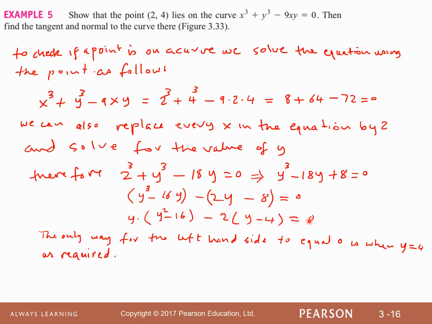The only way that we get a 0 from the subtraction of these two is that this must be equal to 0 to kill the 2. So y equal to 4, minus 4 equals 0, it kills the 2. And then y squared, y is equal to 4, so y squared is equal to 16, minus 16 equals 0, it will kill that one. So we'll get 0. That proves that this point lies on the curve. So the only way for the left-hand side to be equal to 0 is y equal to 4, as required.